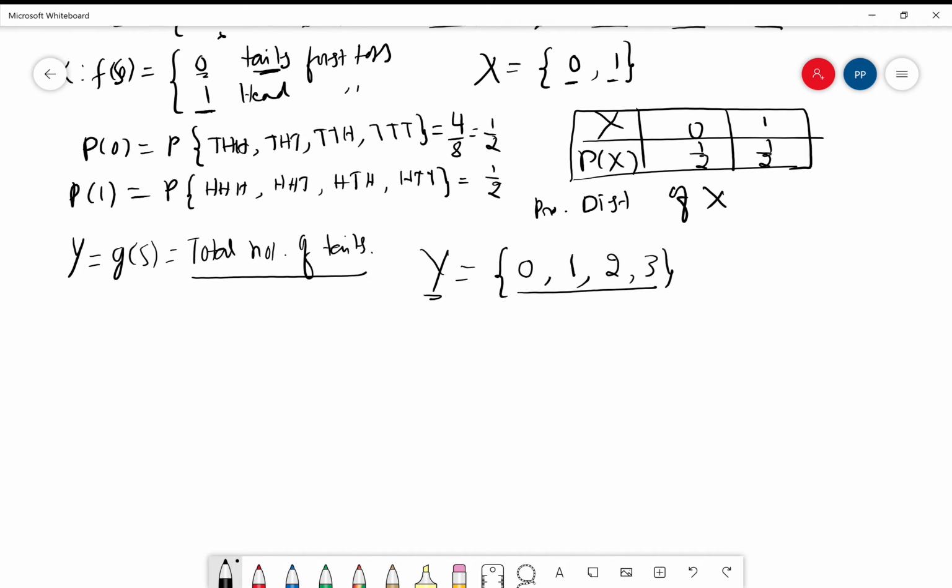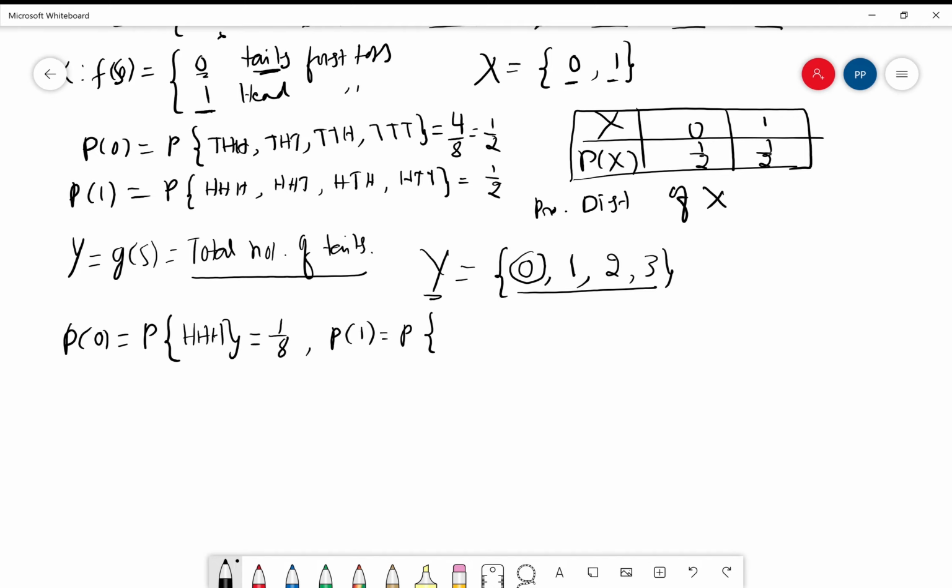Now we'll find the probability of each value of the variable y. So p of 0 is the probability that the number of tails equals 0. That means only if we get heads every time, so only one such outcome. So the probability is 1 by 8. Now the probability of 1 equals the probability of getting tails one time.